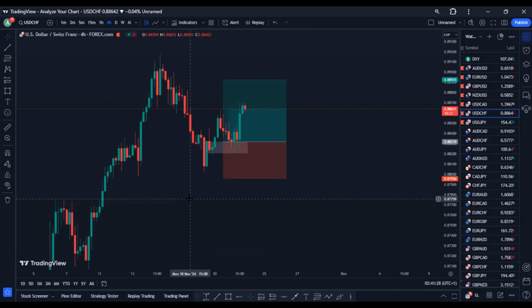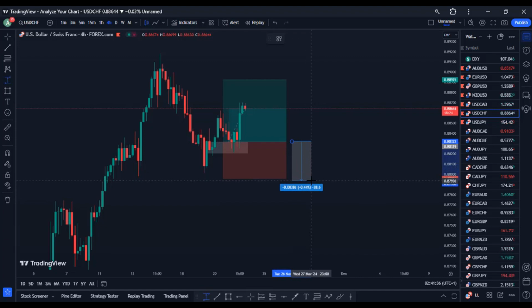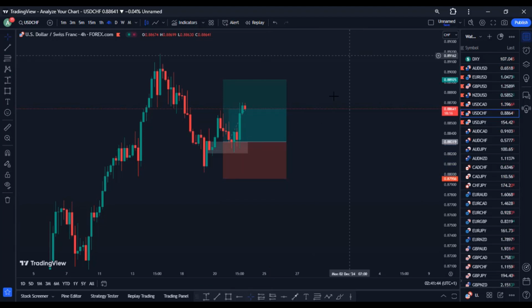So what I need to do here is I need to take note of my stop loss value. So let's take the measuring tool and measure from my entry price to my stop loss area. Now that should give me about 36 pips or so. So my stop loss value for this trade is 36 pips.